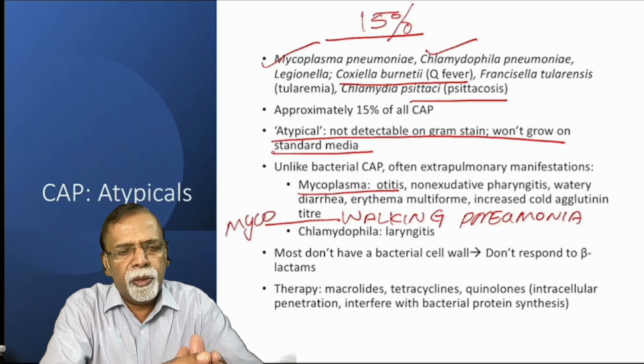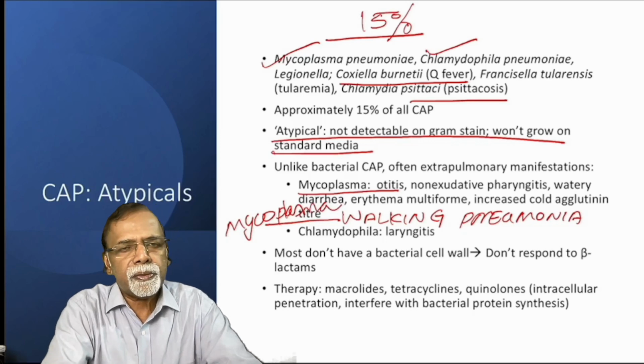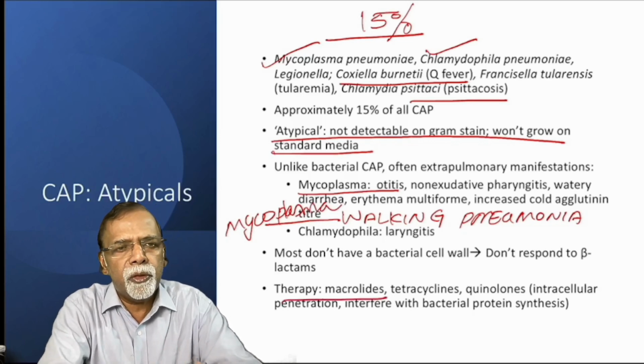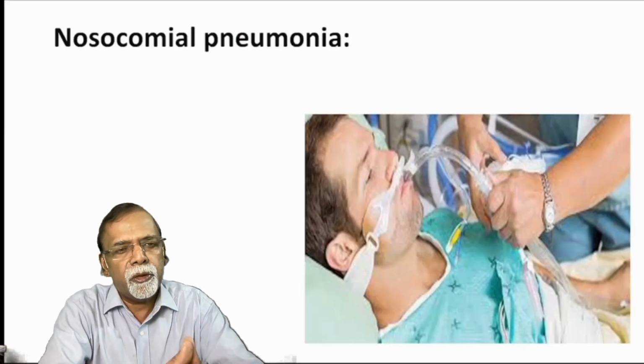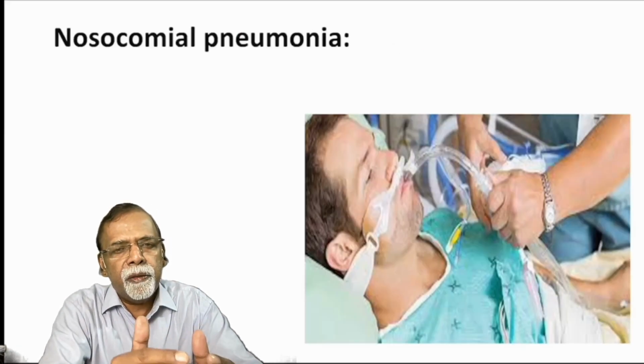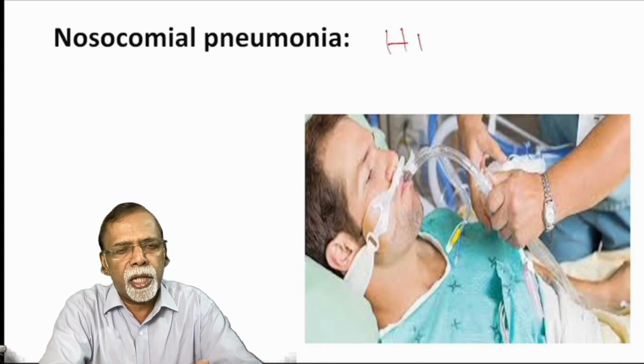So this point is to be kept in mind when a patient comes with community pneumonia: remember the atypical pneumonia. Now we go to the nosocomial pneumonia. Nosocomial pneumonia is also known as hospital acquired pneumonia. It is pneumonia that develops 48 hours after admission to a hospital or healthcare facility.